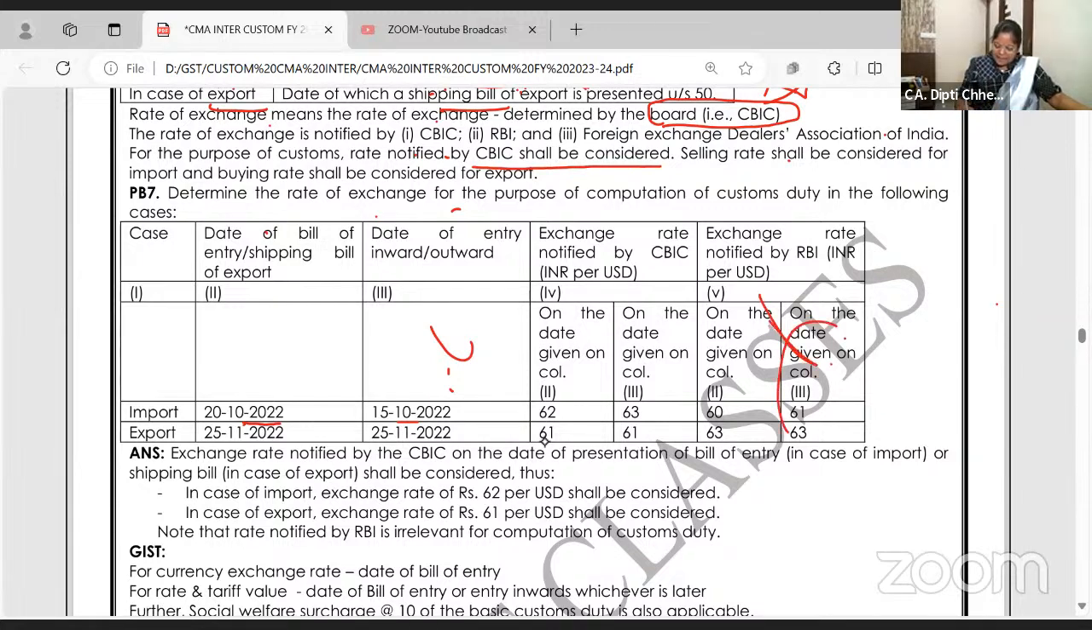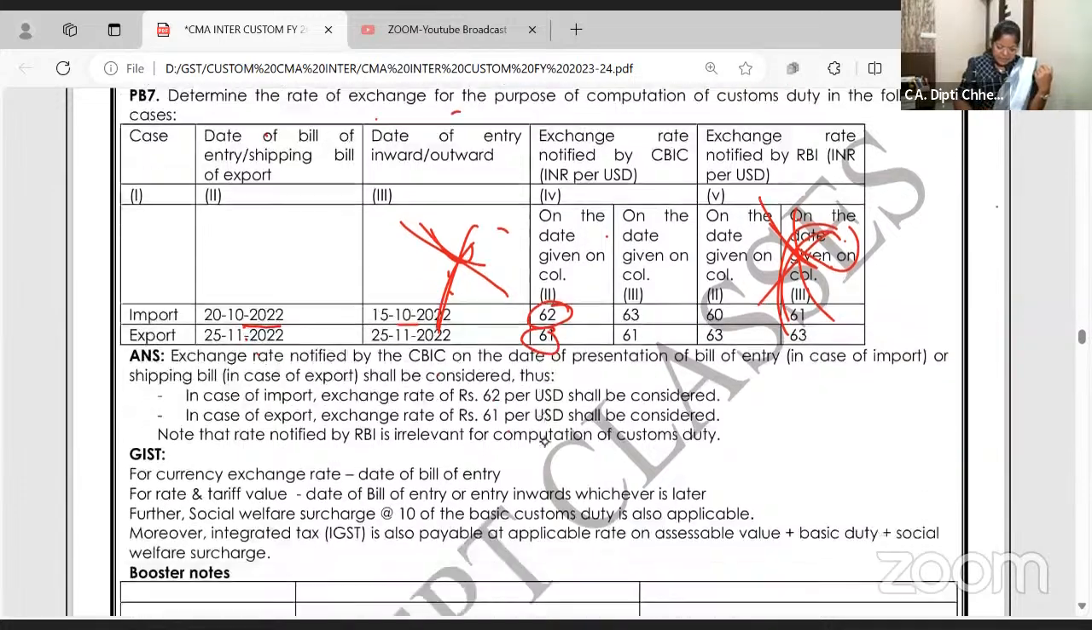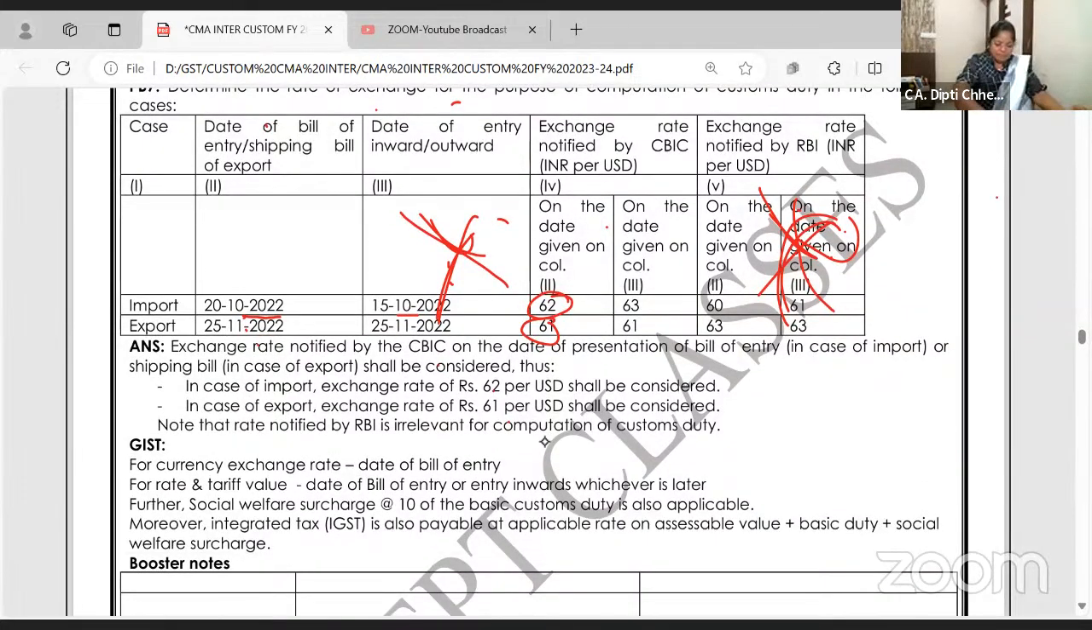Now RBI rate is not important. Which rate you will take, beta? CBIC's rate, not the RBI rate. 20th October, 62. And for export, the day shipping bill is presented. When was the shipping bill presented? On 25/11. That's 61, 62 and 62. See, clear to all of you?